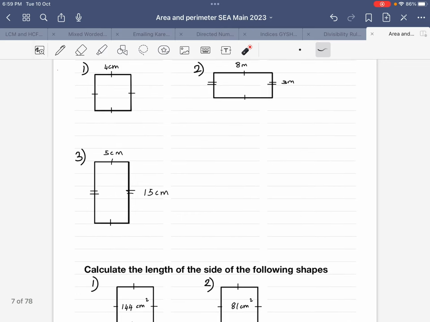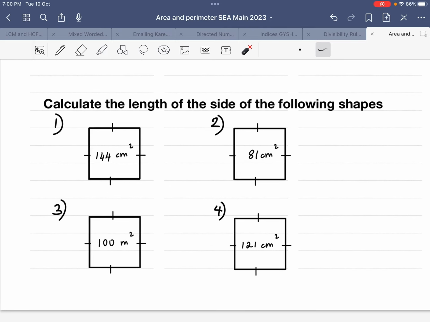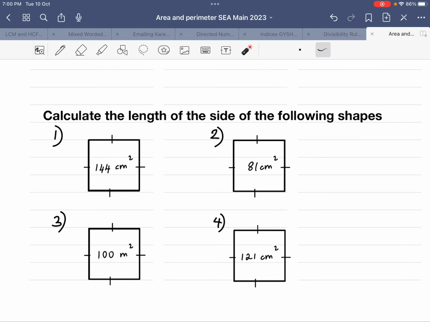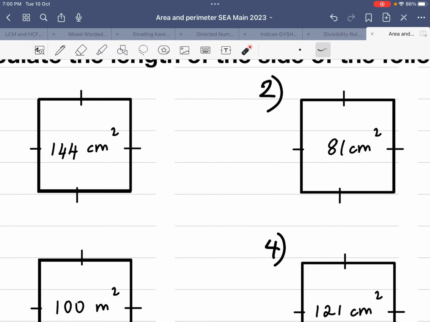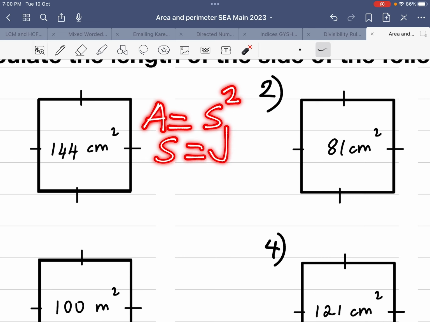Let's take a look at this second exercise. Calculate the length of the side given the area. So we are given the area. We know that the area is side squared. So the side will actually be equal to the square root of the area. So if you didn't know that, you can take down that formula now, pause the video and attempt these questions.